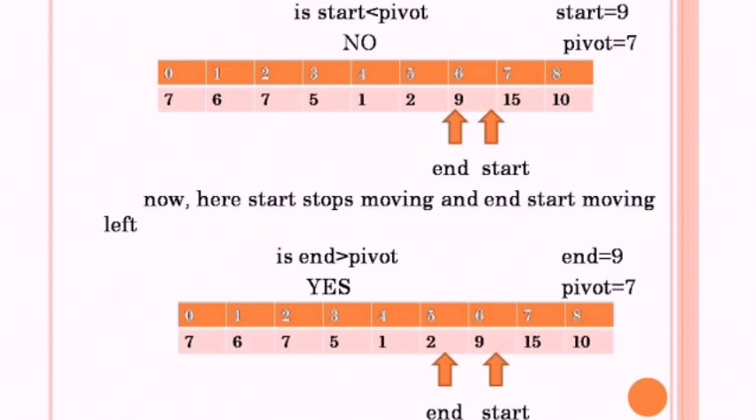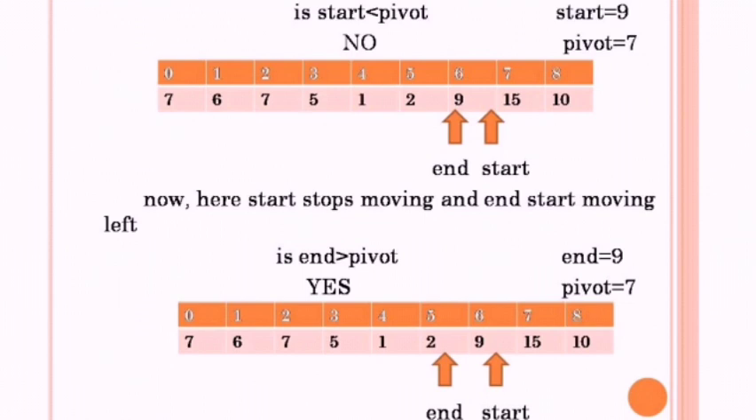Here the start is 9 and pivot is 7. Is start less than pivot? No. 9 is not less than 7. So now here start stops moving and end starts moving left. End is 9, pivot is 7. Is end greater than pivot? Yes, 9 is greater than pivot. So we need to decrement the end and now end is moved to the index 5.